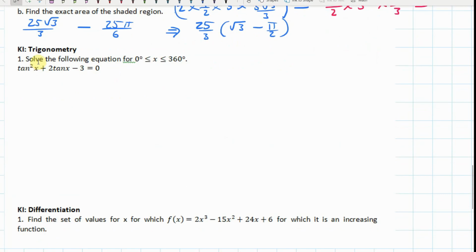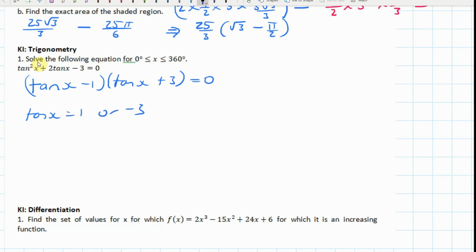Okie dokie, so we've got to solve another trigonometric equation. This looks like a quadratic type one, so we're going to go tan x minus 1, bracket, tan x plus 3, equals 0. And so tan x is equal to 1 or minus 3.